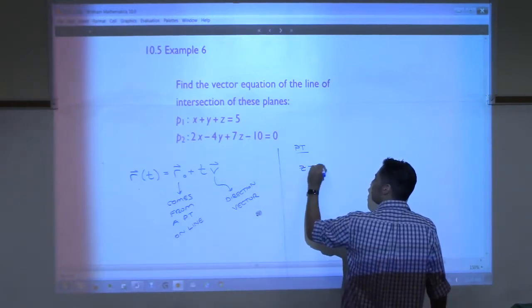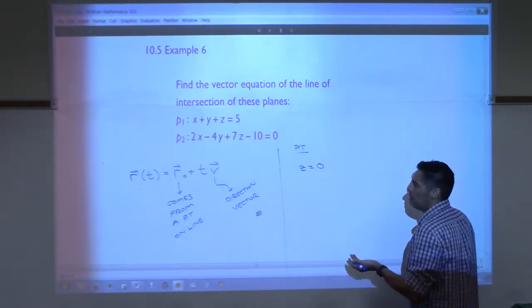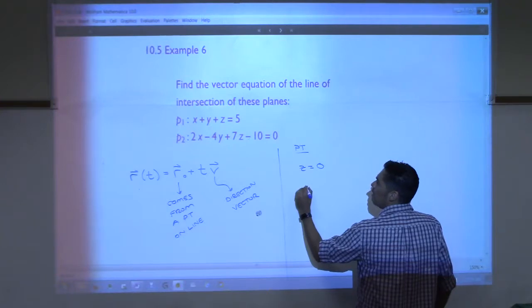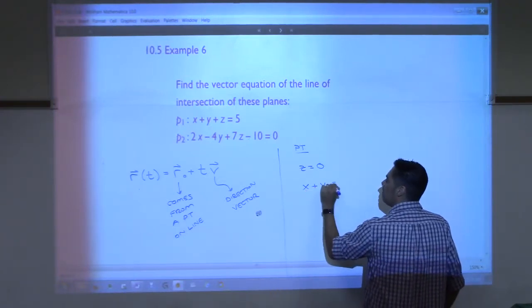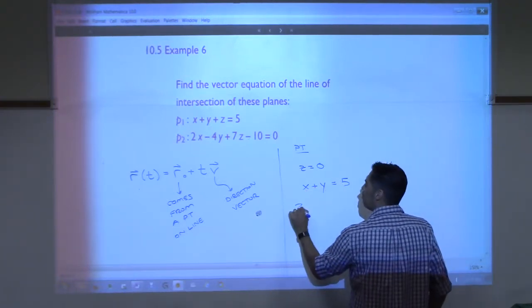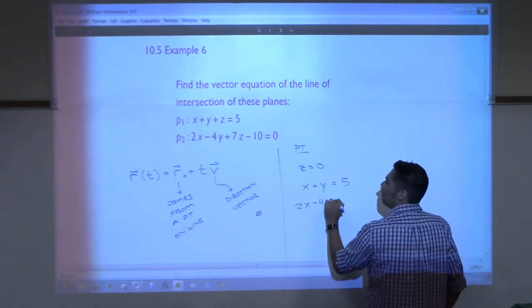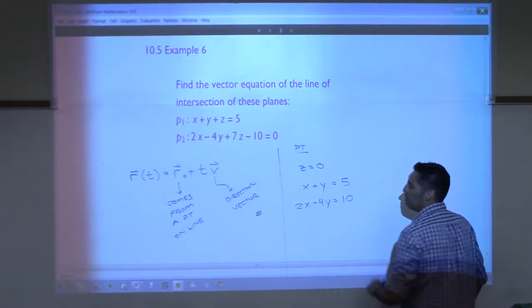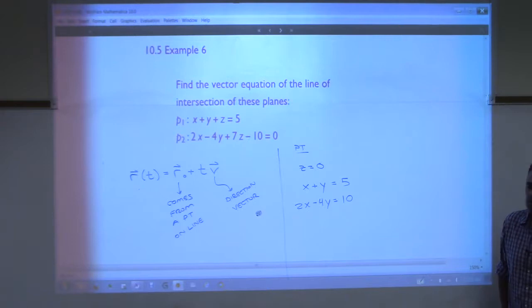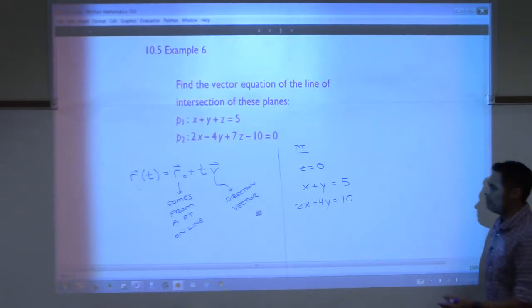Why 0? Because it kills things off, right? If z is 0, then the first equation becomes x plus y is 5. And the second equation becomes 2x minus 4y is 10, if I move things around. And now we have two equations, two unknowns. And this we can solve by either substitution or elimination. This is something we would have done in college algebra.